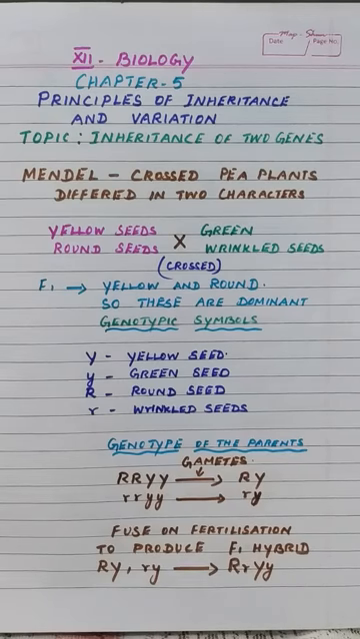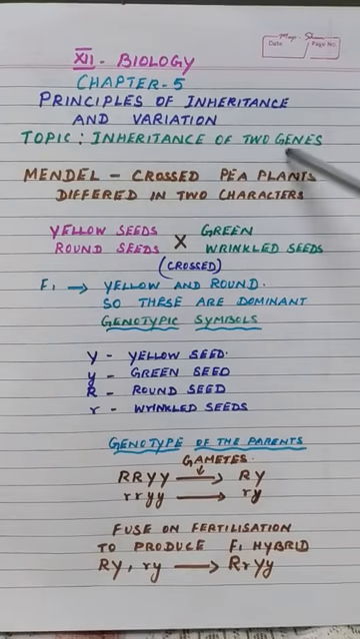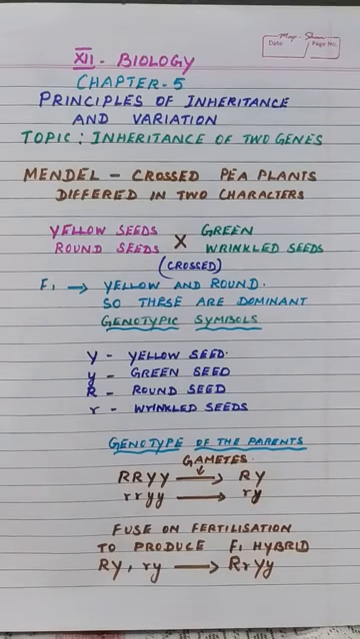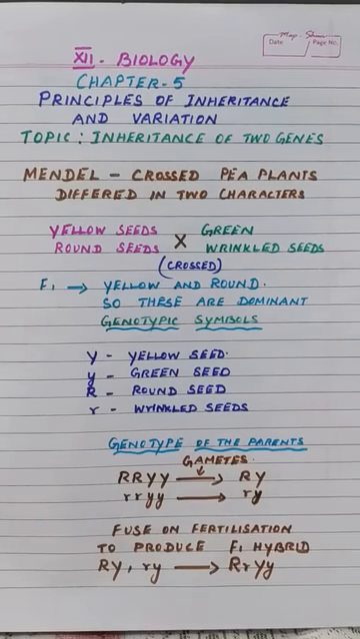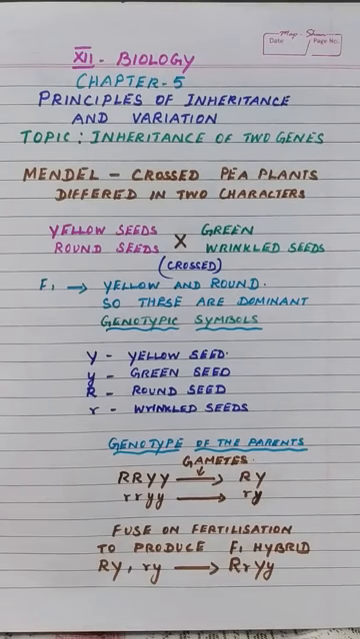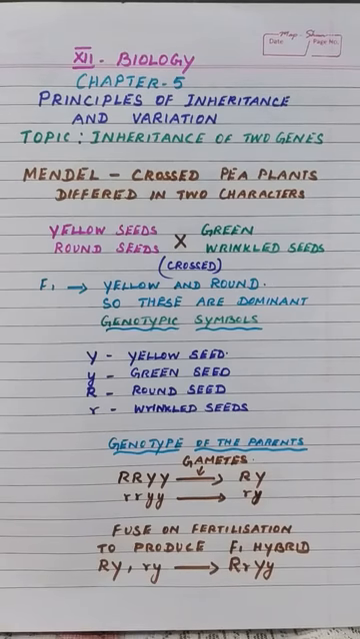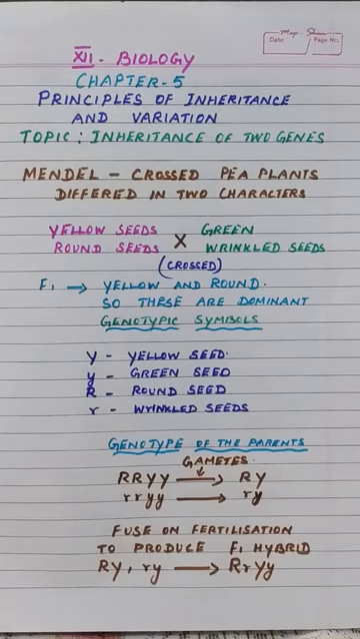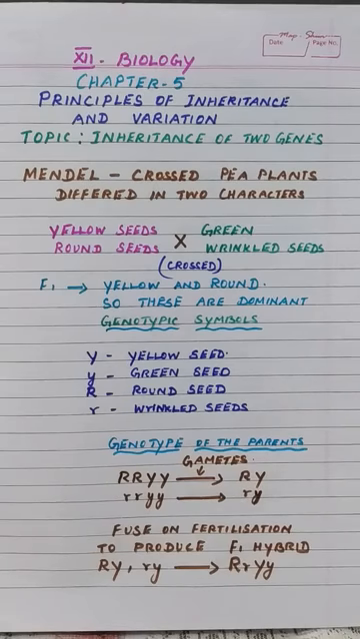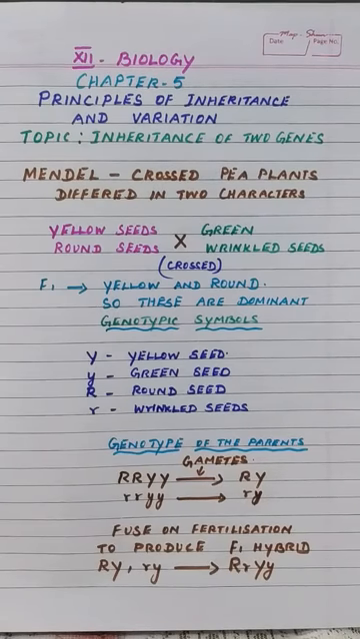Today in this session we are going to discuss inheritance of two genes. In the previous classes we discussed inheritance of one gene. Mendel crossed plants having a pair of contrasting characters, like a tall plant crossed with a dwarf plant, or a plant having violet flower crossed with a plant having white flower. In this way, he crossed plants differing in only one character.